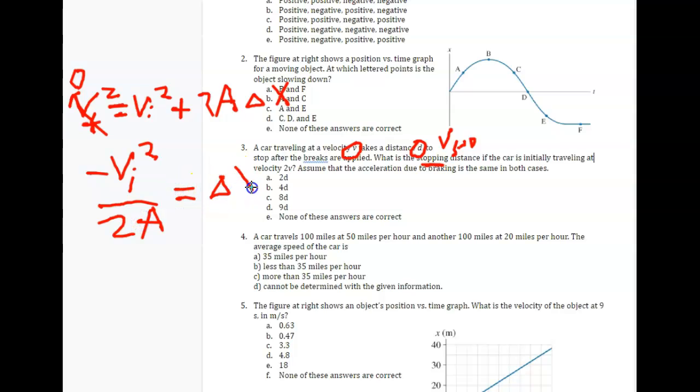All right, now remember it's stopping, so the acceleration is going to be negative, and that cancels out the negative vi squared, so we get a positive distance. All right, so now we got to look in here. What happens if we double the velocity?